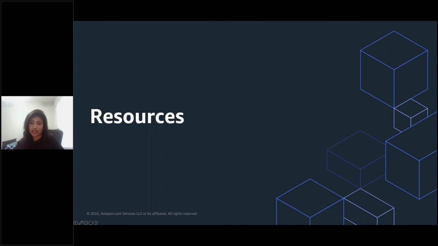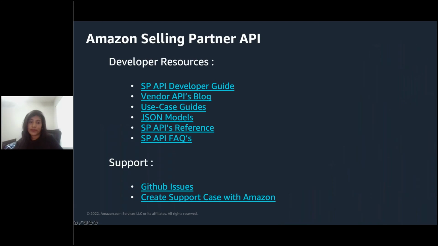Let's get started. Now further, we'll have a look at some of the resources available publicly, which can help you in the integrations. These are some of the resources that provide in-depth information on the APIs and the integration steps we spoke about throughout the session. The SP API Developer Guide is your go-to material, which can help you answer all your questions. We also provide JSON Swagger models for these APIs, which makes it easy to generate the client libraries.